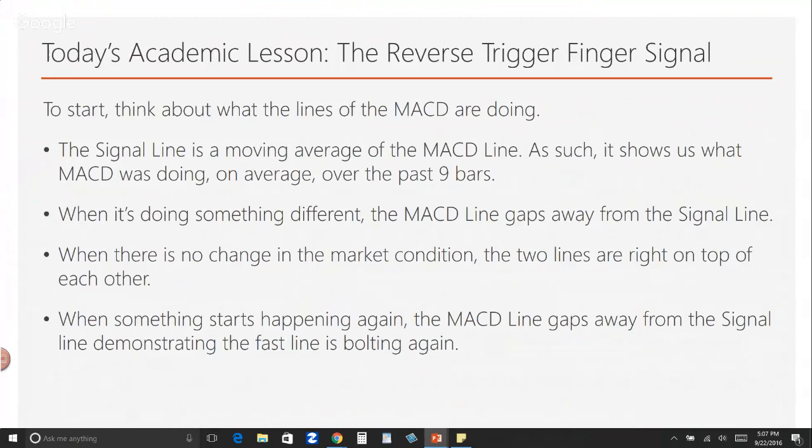When something starts to happen again, the MACD line gaps away from the signal line, demonstrating that that fast line that the MACD is watching is bolting again. And when that fast line is bolting, we know we have something going on in the market.